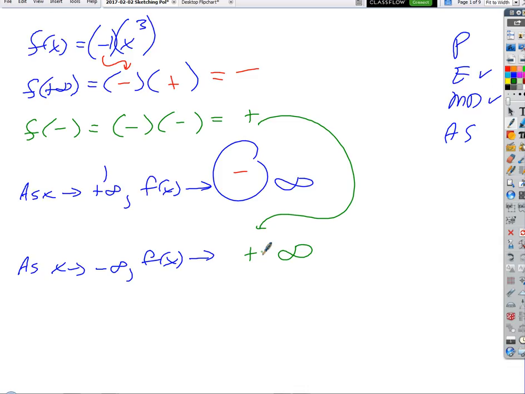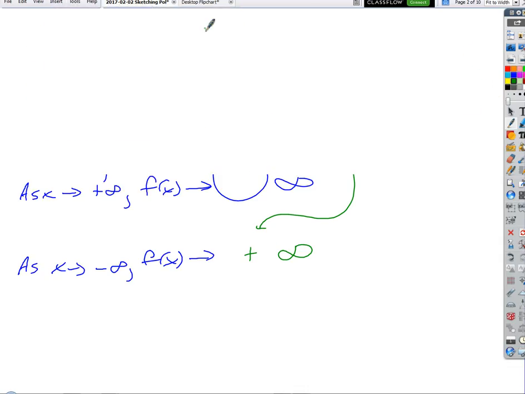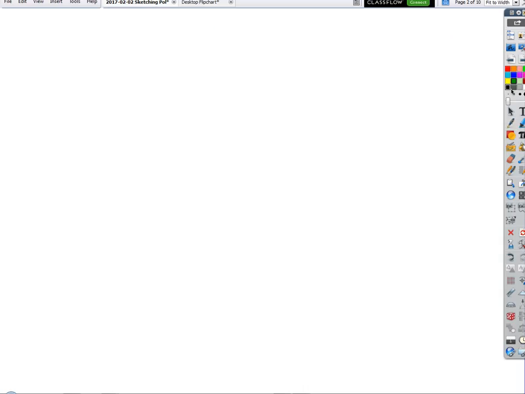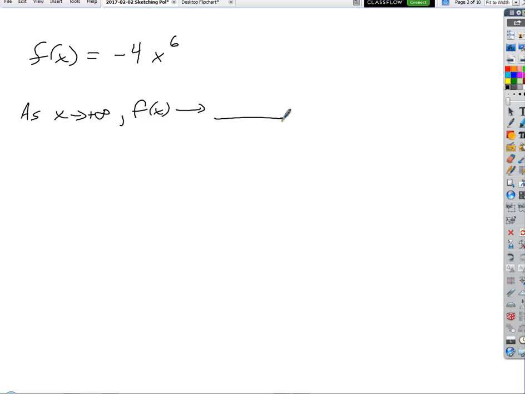Okay, you try one. I want to see that we can do this before we move on. So this is important. So I'm going to give you a function. Okay, fill in those blanks.